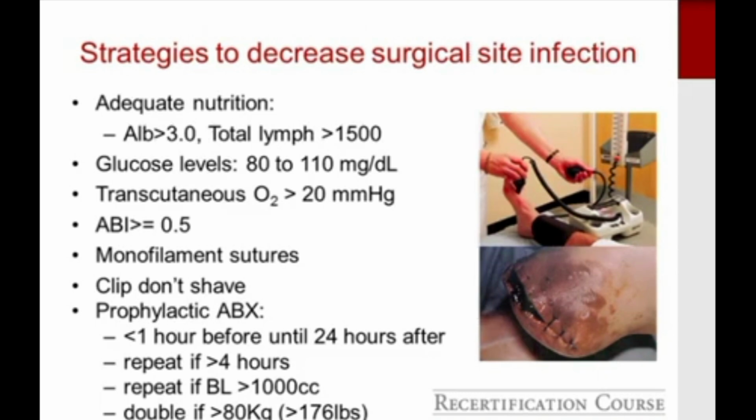You can utilize monofilament sutures when closing wounds to prevent infections from occurring. It's important to clip, not shave. Prophylactic antibiotics should be given within 1 hour before and up to 24 hours after surgery. If the surgery lasts longer than 4 hours or if blood loss is greater than 1,000 cc's, it should be repeated. Also, if the patient's greater than 80 kilograms, it should be doubled. Smoking cessation is also very important to decrease surgical site infection.